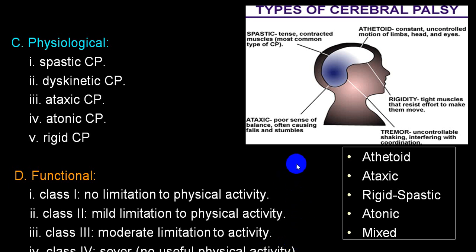So normally we use spastic, dyskinetic and ataxic. These are the three common groups which are being described, and plus you can have a mixture of the two. In the dyskinetic groups, it can be athetoid variety. You can have tremors, and very rarely we have the atonic variety.